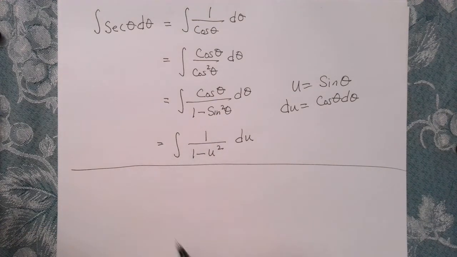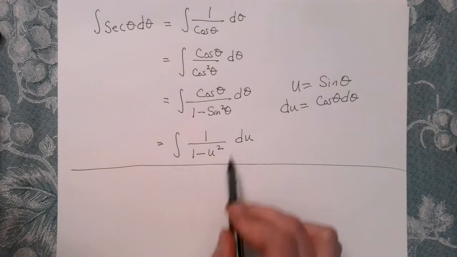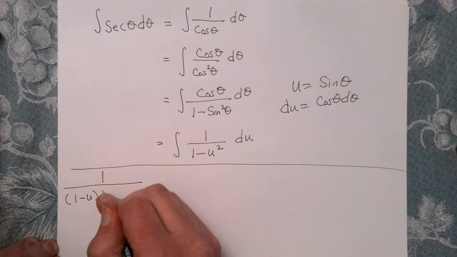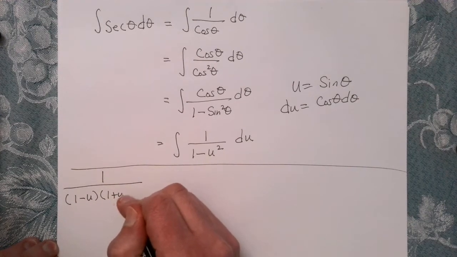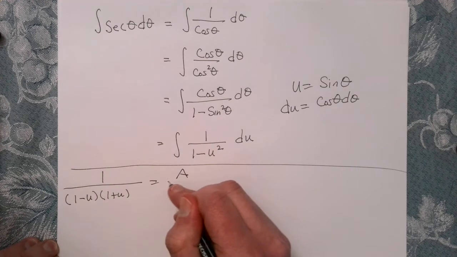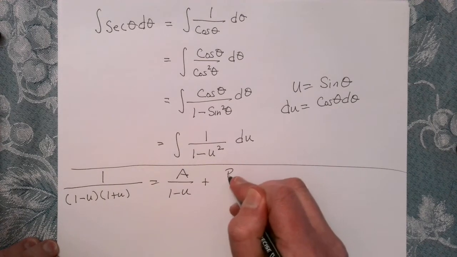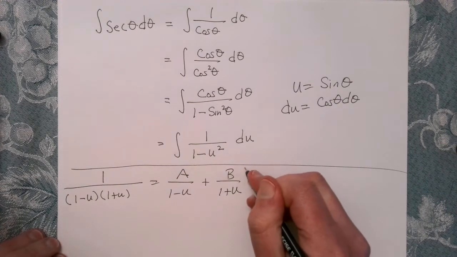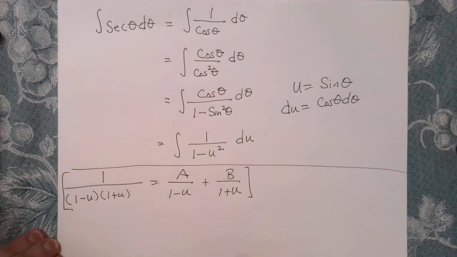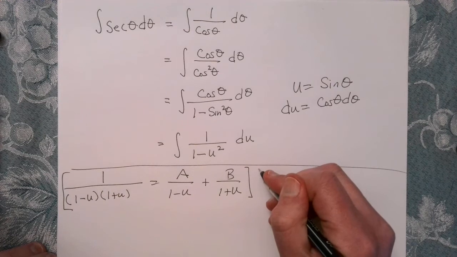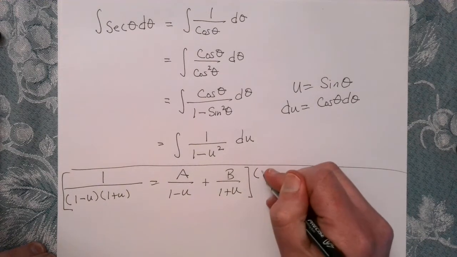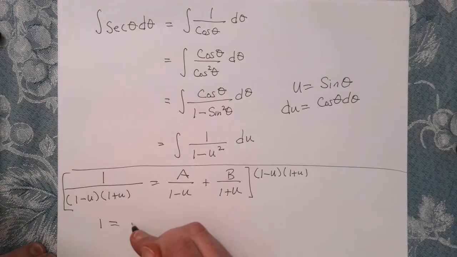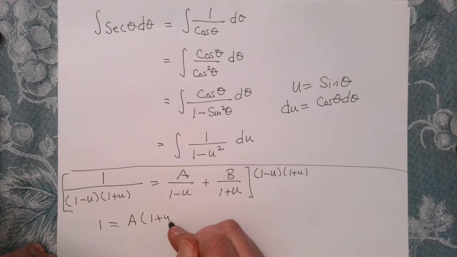Okay, so we're going to put the calculus on hold. We're going to work with partial fractions. Let's go ahead and factor the denominator here. That'll factor into the product of conjugates because that's the difference of perfect squares. And that'll decompose into a constant over the first factor plus a constant over the second factor. We're going to multiply through by the least common multiple of the denominators. So that's 1 minus u times 1 plus u. That gives me a nice statement without fractions.